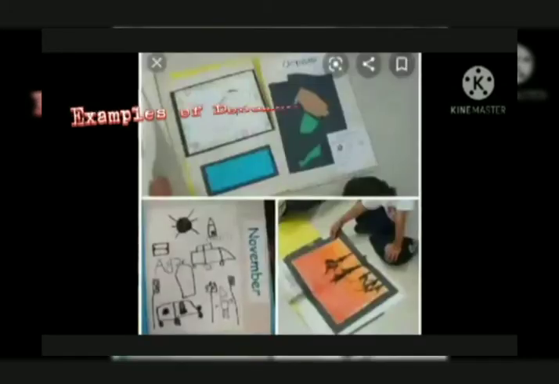Documentation portfolio, also known as working portfolio, involves a collection of work that shows the growth and improvement of its students' learning. An example of this is this one.